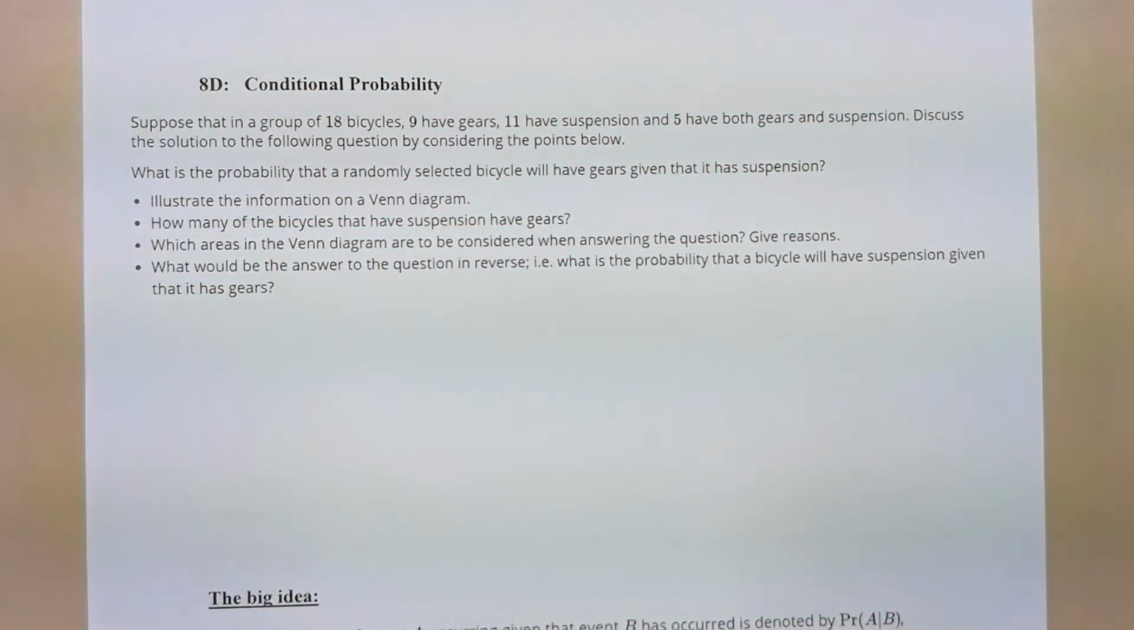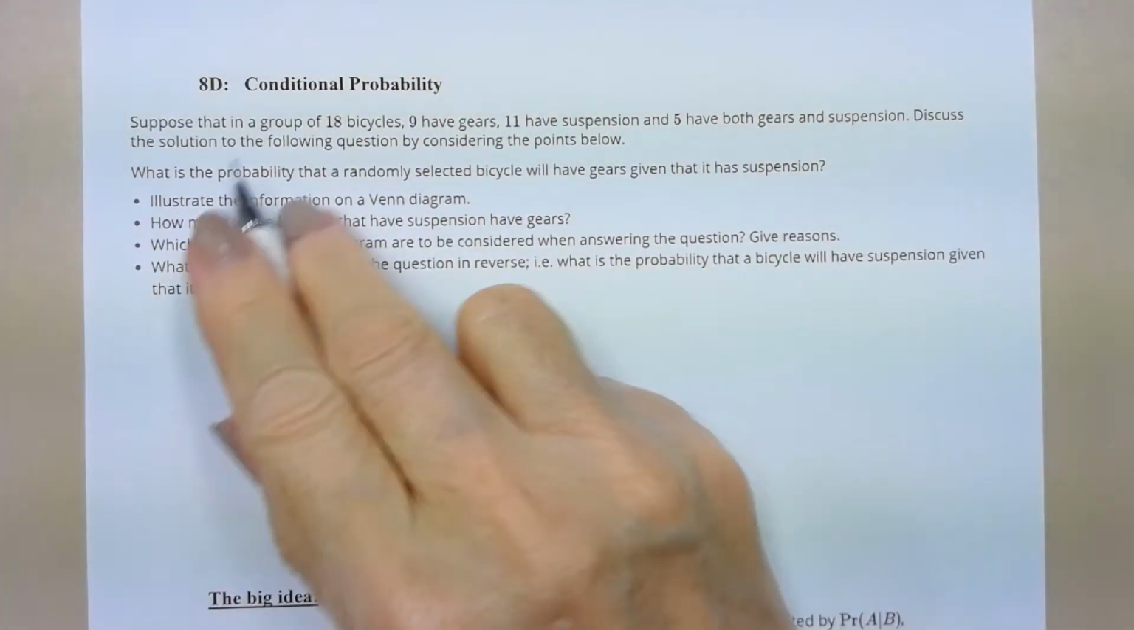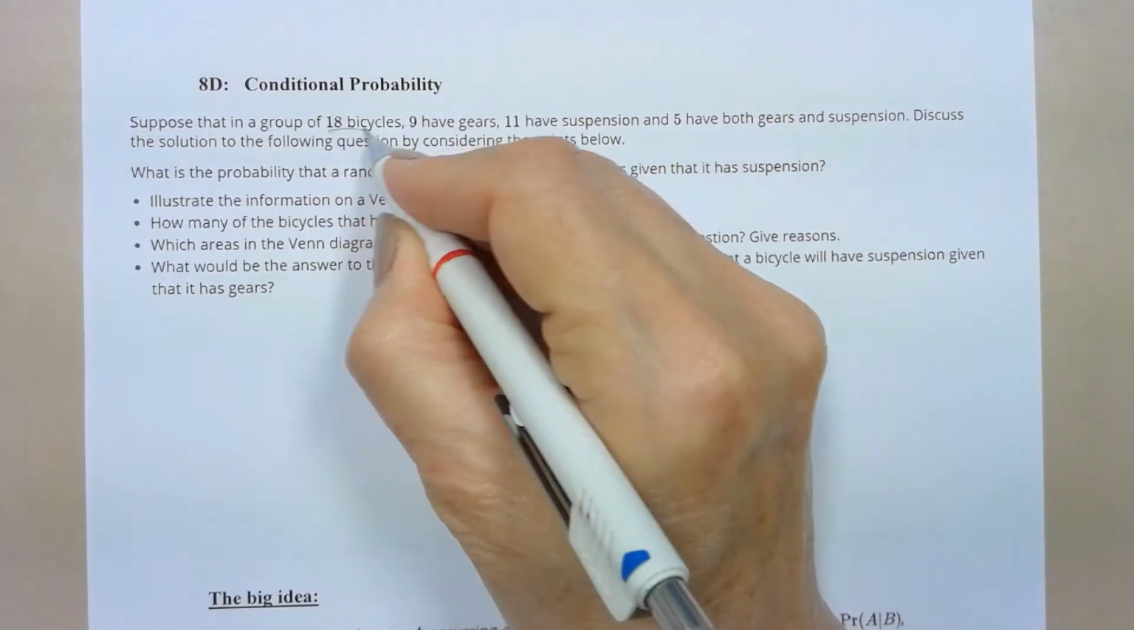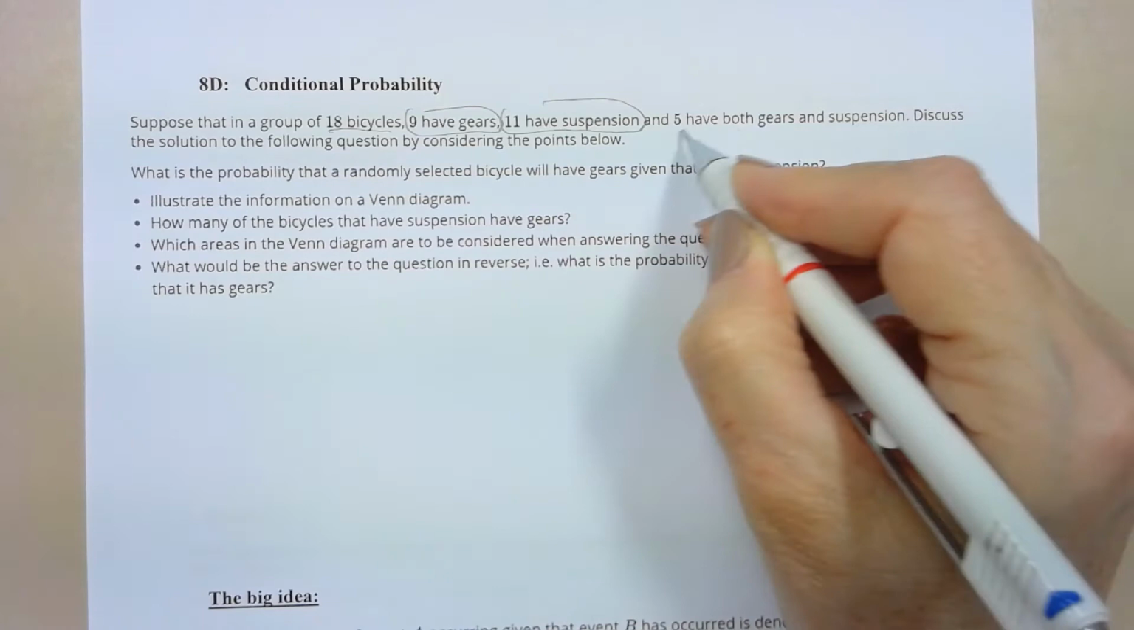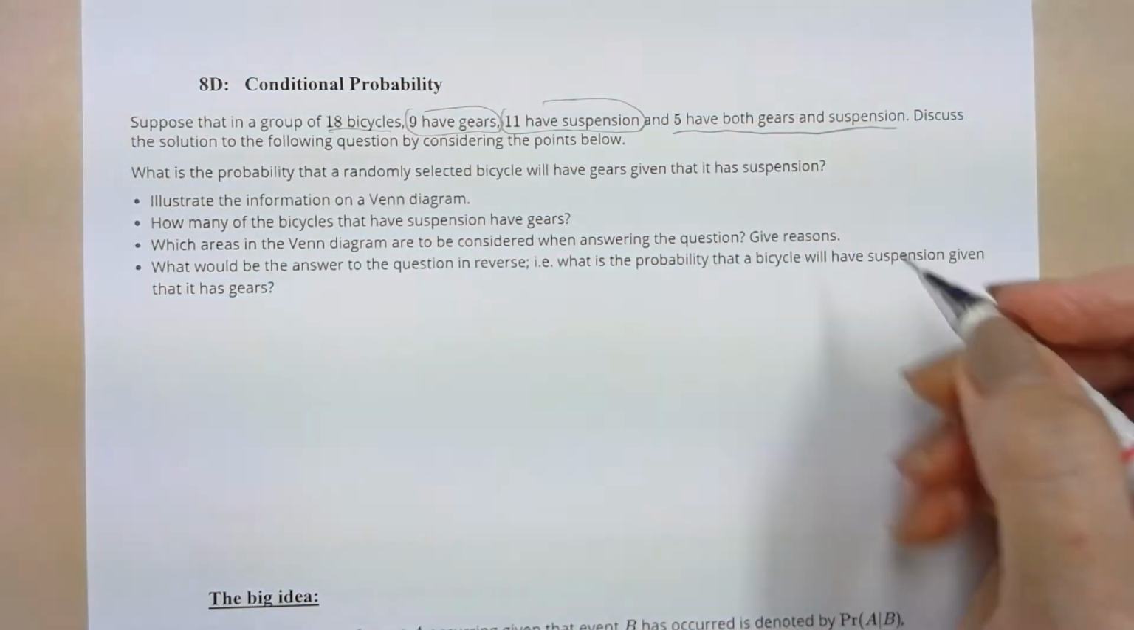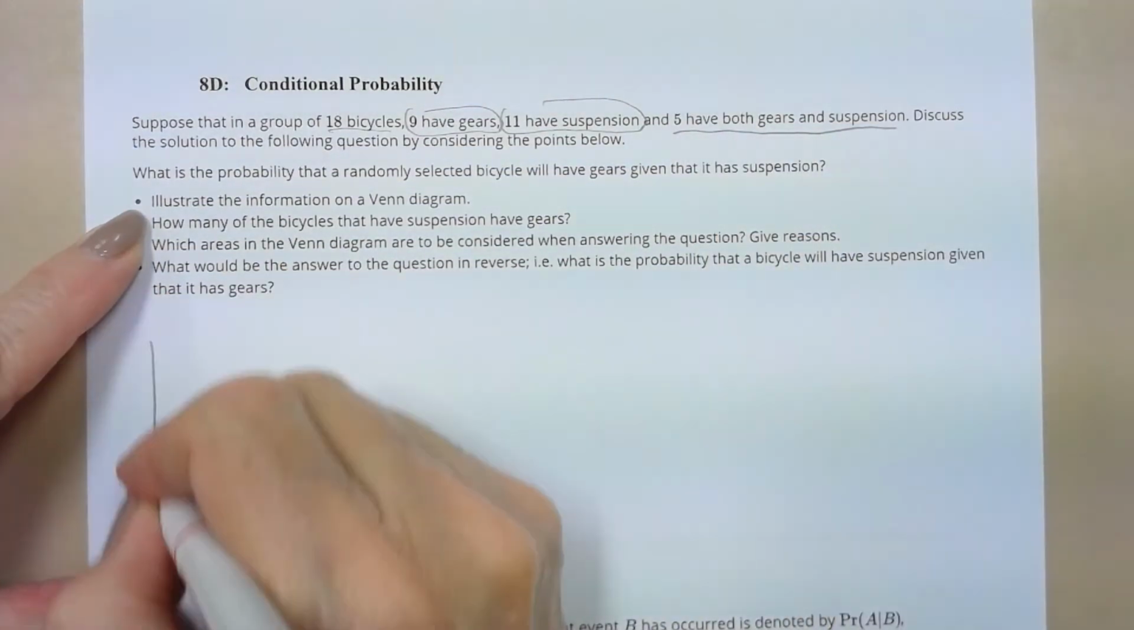Okay, girls, this is 8D, conditional probability. Suppose that in a group of 18 bicycles, 9 have gears, 11 have suspension, and 5 have both gears and suspension. We want to illustrate this in a Venn diagram.